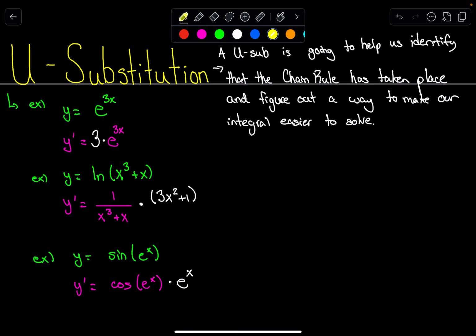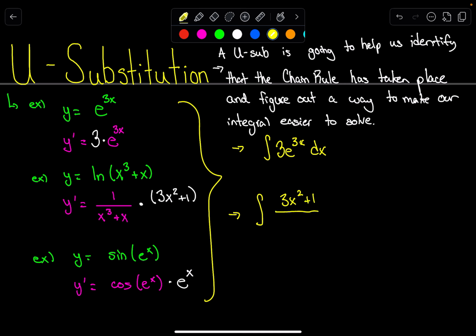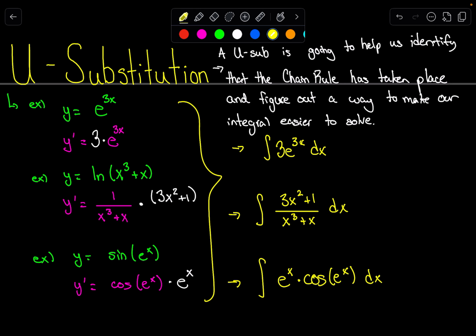And the reason why I'm bringing up these examples is that if I had started you in a Calc 2 course and I said, look, I want you to do the integral of 3e to the 3x dx, right? Or maybe I wanted you to do the integral of 3x squared plus 1 over x cubed plus x dx. And lastly, I wanted you to do the integral of e to the x times cosine of e to the x dx. If I were to just give you these at this point in the class, I wouldn't really expect that we would know how to do them.